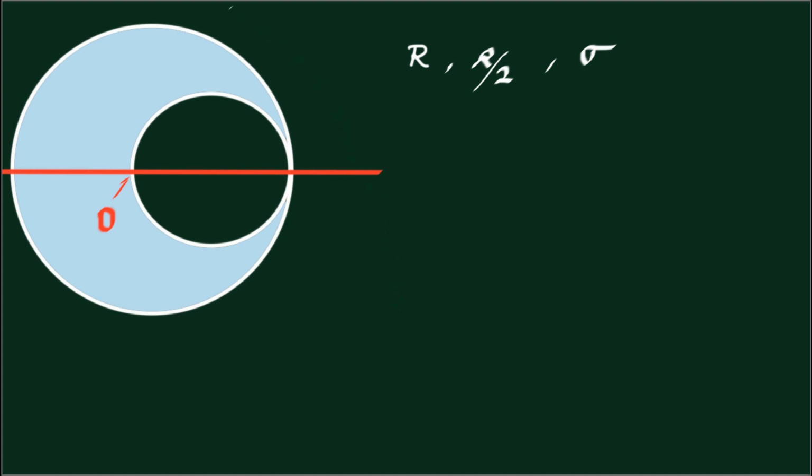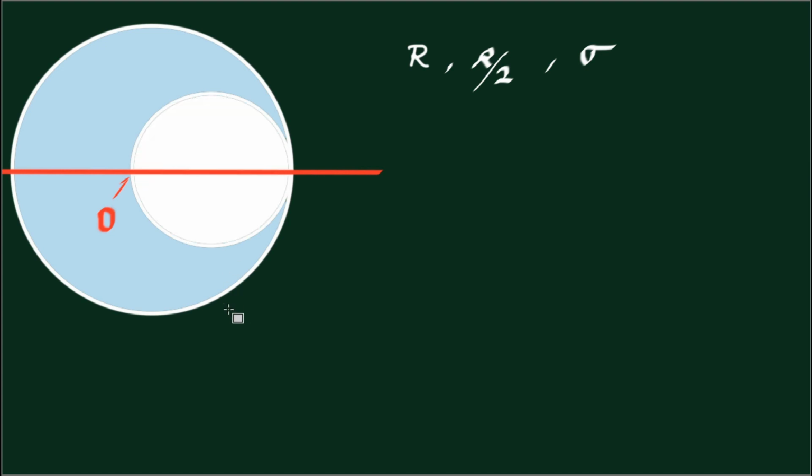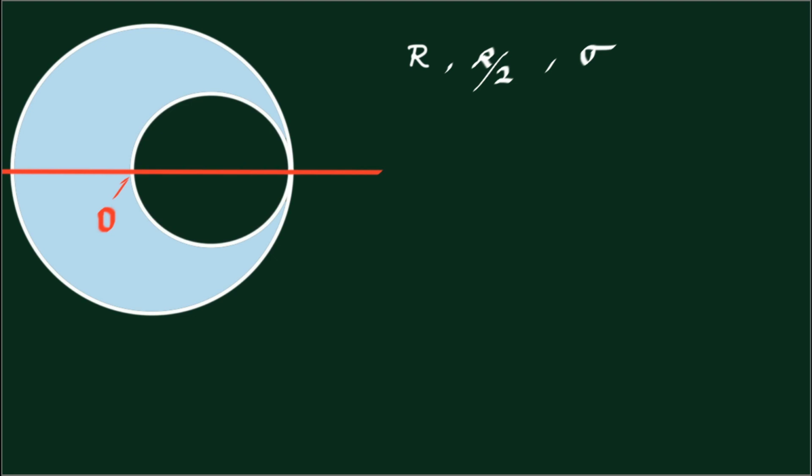So now we have a full disk. Let me show you what the full disk looks like. This is the full disk. And to this full disk, what we are going to do is add a smaller disk of negative mass density minus sigma, so that plus sigma and minus sigma cancel out, leaving a hole.